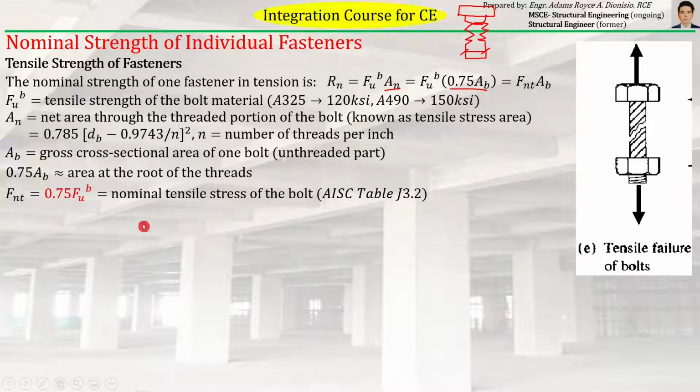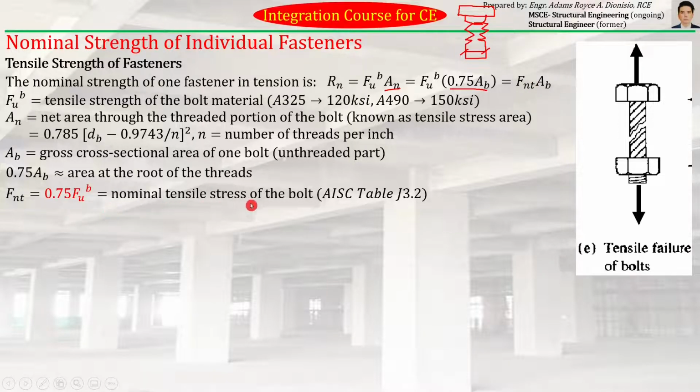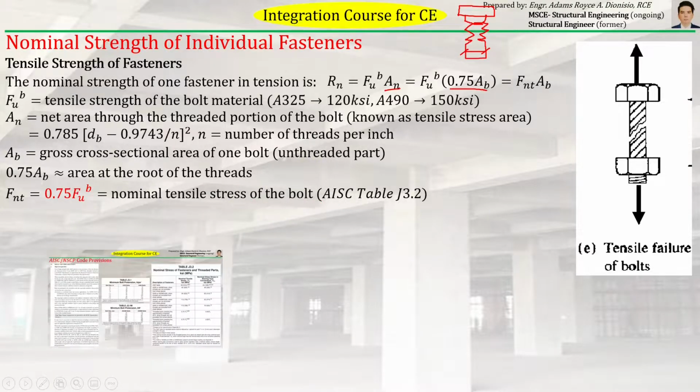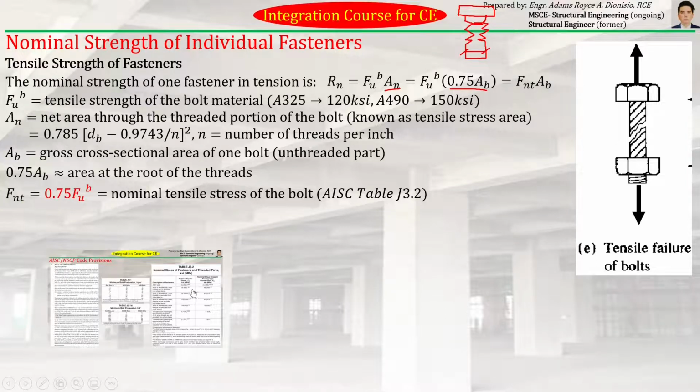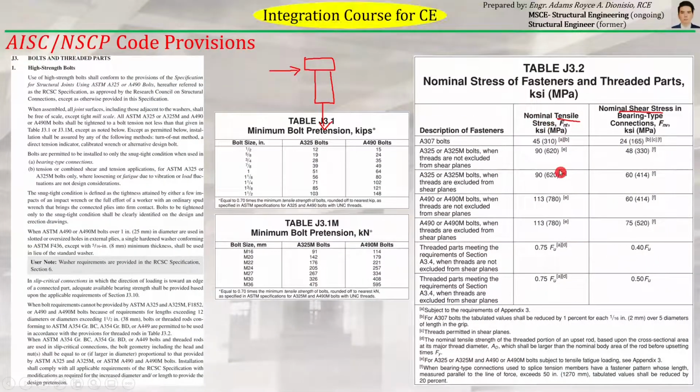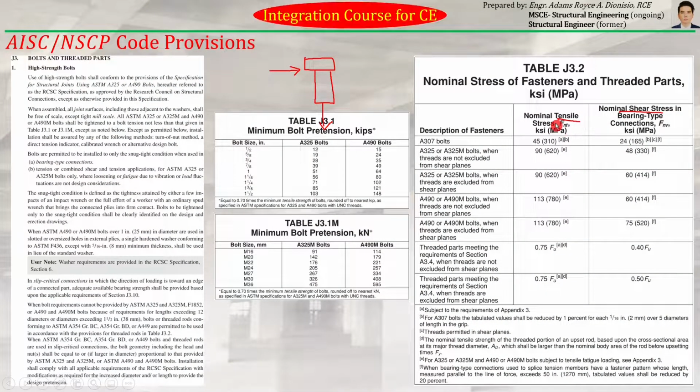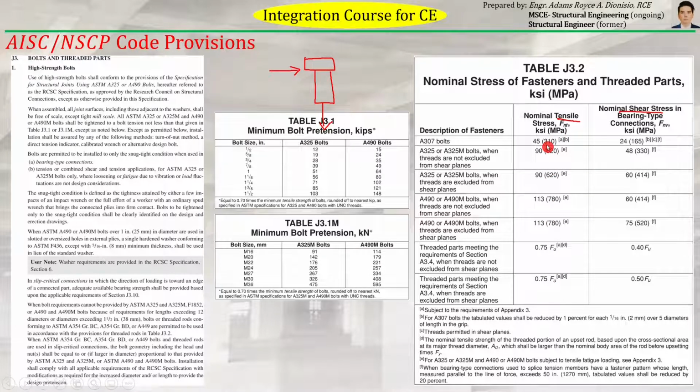Yung Fnt, as I mentioned a while ago, that is 0.75 Fub, which is the nominal tensile stress of the bolt, which can be found sa AISC Table J3.2. So makikita nyo dito, kung babalikan natin yung table na pinakita ko kanina, yung Fnt na yan can be found dito sa table na to. Ito yan. So yung mga Fnt na to, yan ang lagay dito, Fnt. Yan yung mga values that we can use for the nominal tensile stress or capacity of different bolts.